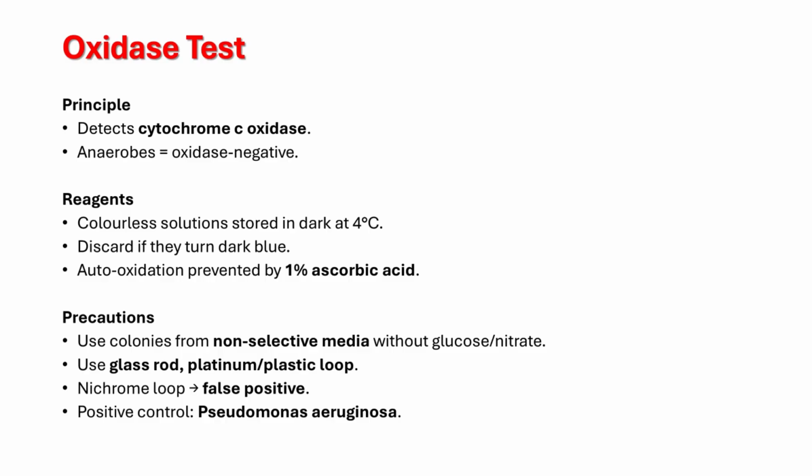Colonies should be taken from non-selective media that do not contain glucose or nitrate. Only a glass rod, platinum loop, or plastic loop should be used, because nichrome loops can produce false positives. Pseudomonas aeruginosa is used as a positive control.